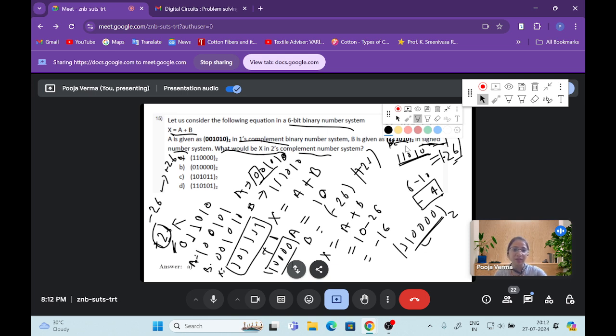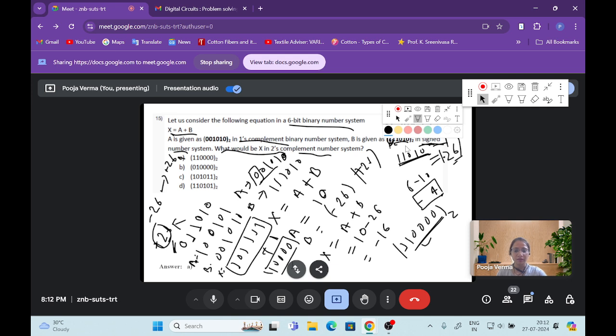Here it is described that one is signed or one is ones complement. In many questions we didn't check because nothing was specified, so we calculated directly, but here it is specified. That's why I was checking whether it is a negative number or a positive number. When it is given in ones, twos or signed form, we have to check whether it is negative or positive.